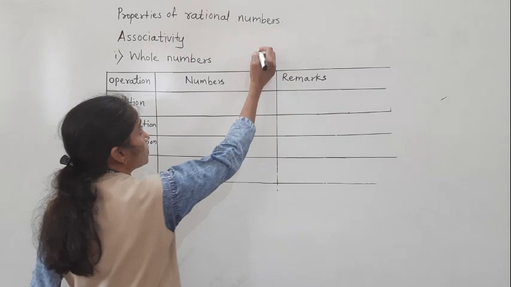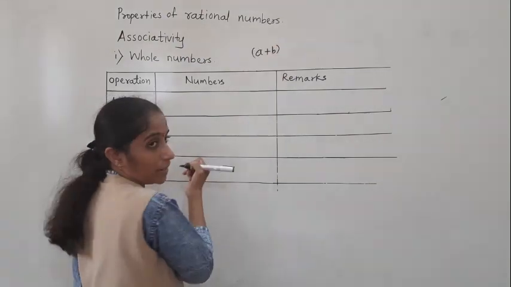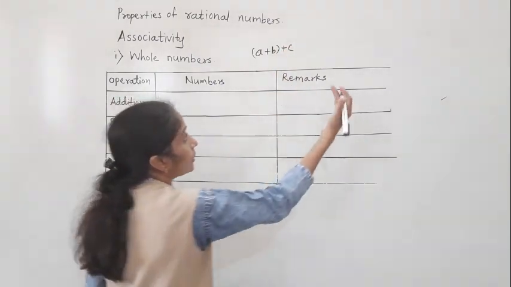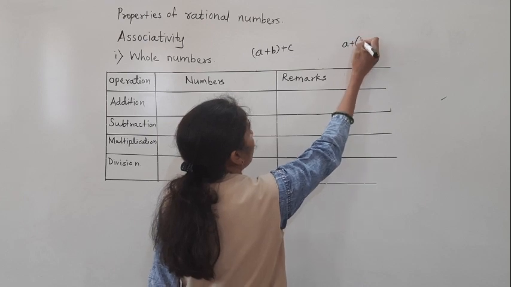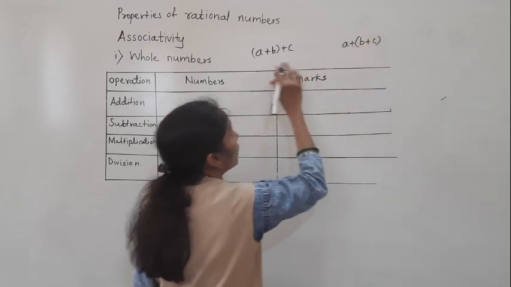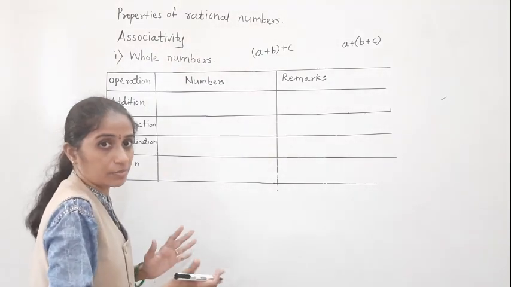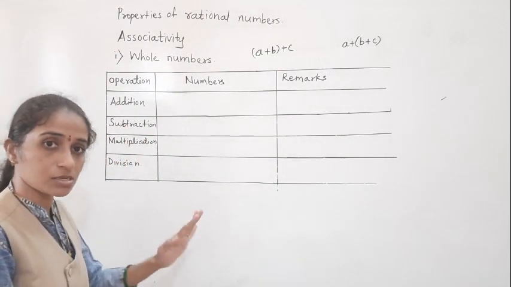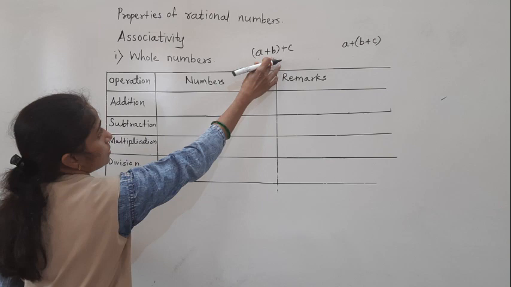Three numbers come out. See, (A + B), this I will write in the bracket, plus C, the third number is C. Now another way we are going to form the group: A plus, in bracket, (B + C). Both of their addition, or sum, if it is the same, then they are associative. Okay, this addition is associative.